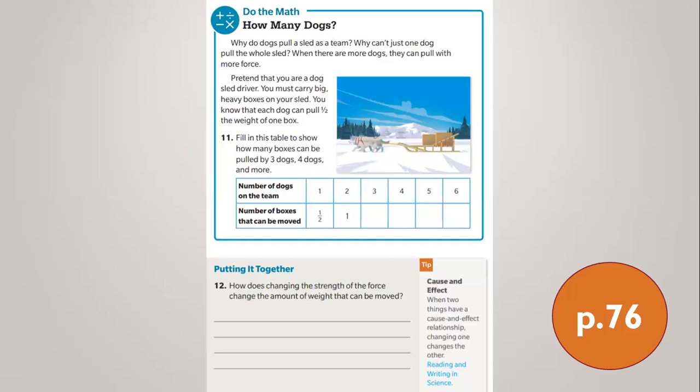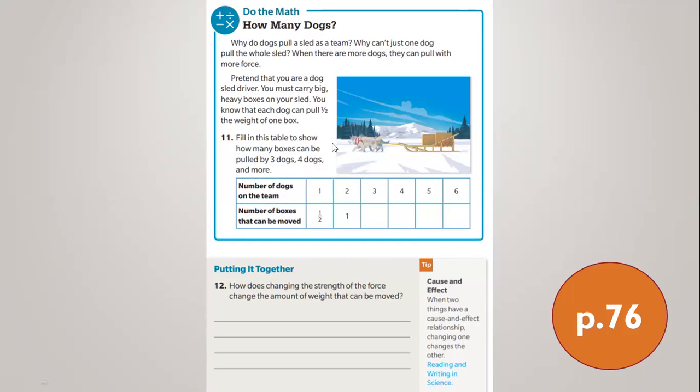Here, do the math, the funny part. Why do dogs pull a sled as a team? We're returning back to the dog sled. Why are they pulling it as a team? Here we have dogs. Pretend that you are a dog sled driver. You must carry big heavy boxes on your sled. You know that each dog can pull half the weight of one box. Each dog can pull half a box of the load.